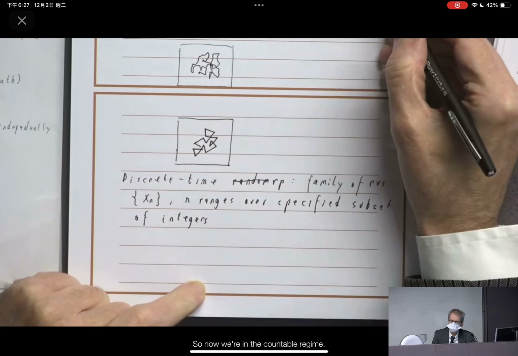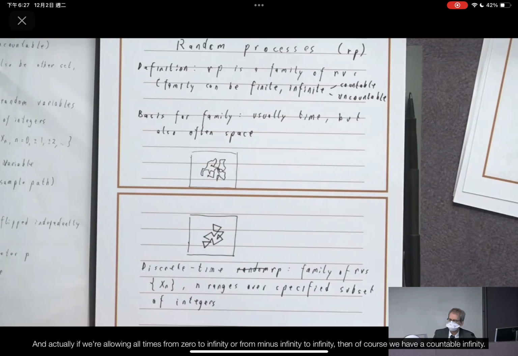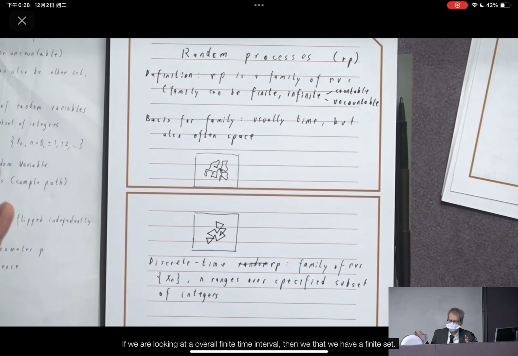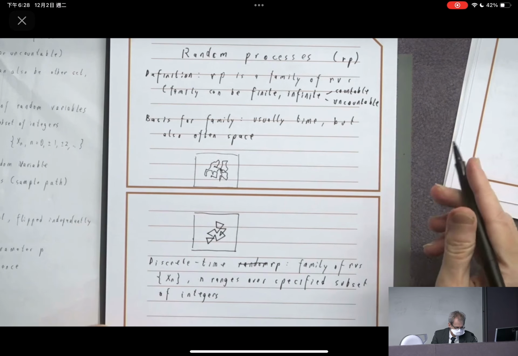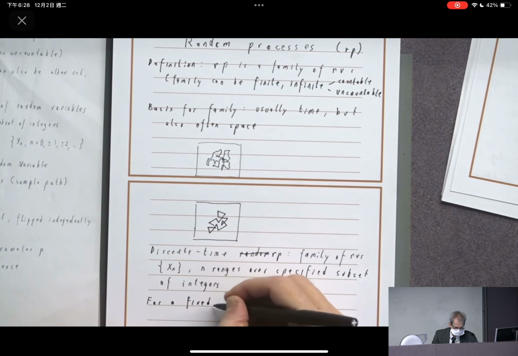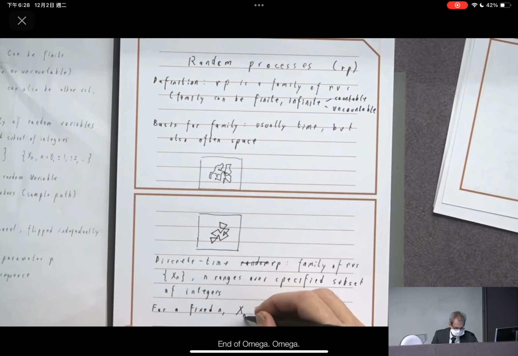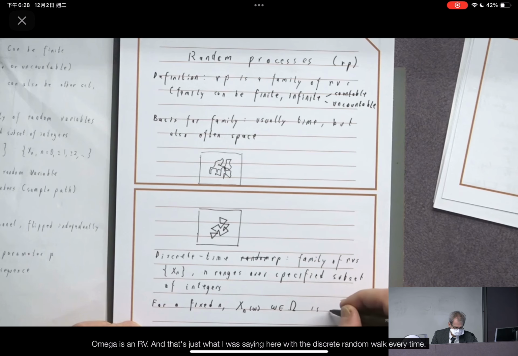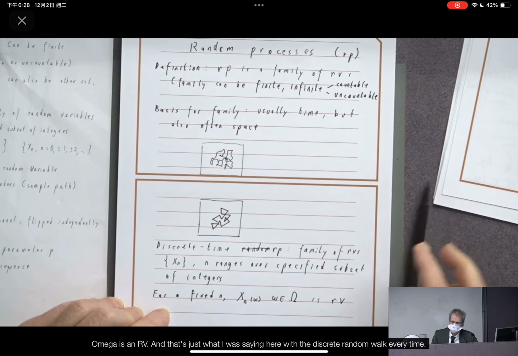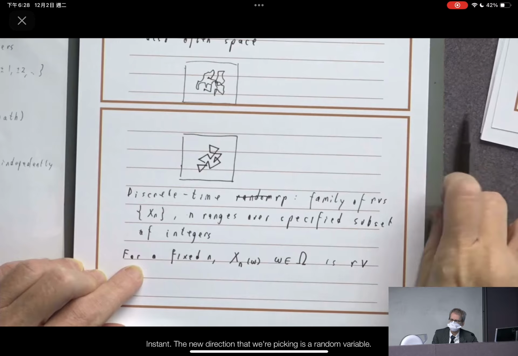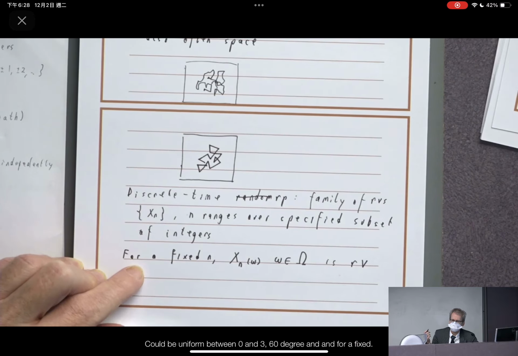So now we're in the countable regime, and actually if we're allowing all times from 0 to infinity or from minus infinity to infinity, then of course we have countable infinity. If we are looking at an overall finite time interval, then we have a finite set. And so for a fixed n, Xn(omega), with omega an element of our sample space, is an RV. And that's just what I was saying here with this discrete random walk. Every time instant, the new direction that we're picking is a random variable. Could be uniform between 0 and 360 degrees.